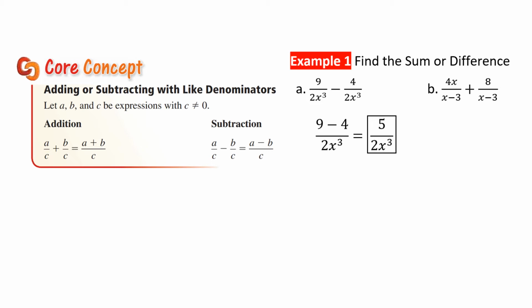In part B, when we want to add, again we have the same denominators, so we simply add together 4x plus 8. Those are not like terms, so we can't blend them together any better than that, over x minus 3. And remember, our domain here would be anything from negative infinity to 3, and from 3 to infinity.